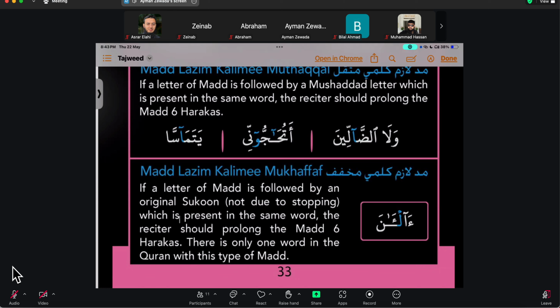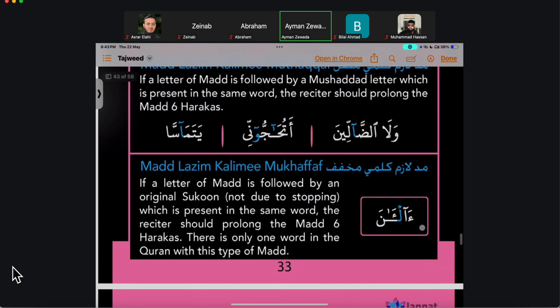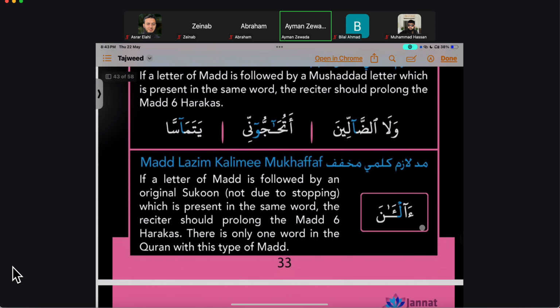All right, if a letter of mad is followed by an original sukoon, which is present in the same word, then the reciter should prolong the mad to 6 harakat. Now, to make your life so much easier, there's only one single instance where you have to worry about this. Only one word, which is mad lazim kalimi mukhaffaf. And that is al-ana. That's the only one. Any questions about the word al-ana?